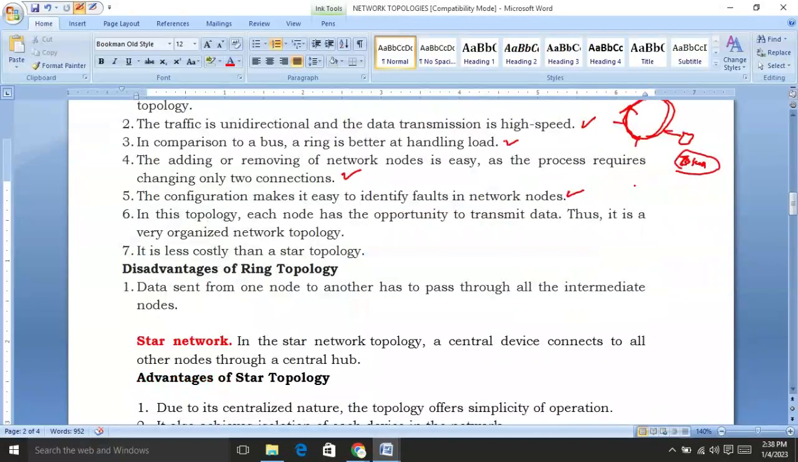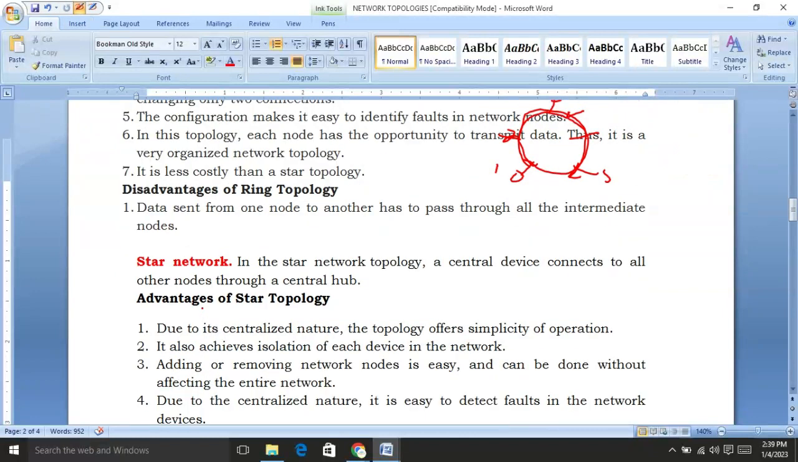The disadvantage is that the data sent from one node to another node is passed through all the nodes, because in a circular fashion it passes all the nodes. Again, there is a security issue. Suppose we transfer data from 1 to 5. In this direction, all the nodes will see the data. Then there is no security for the data.